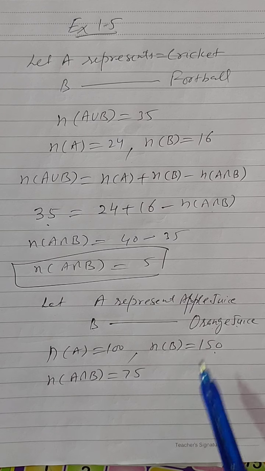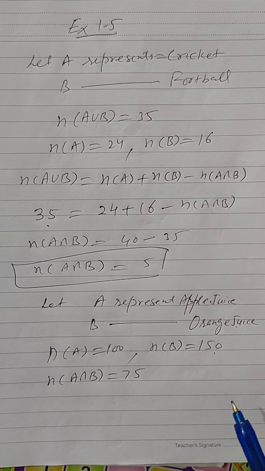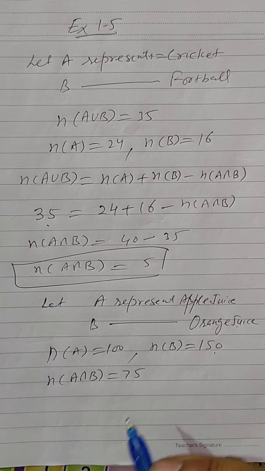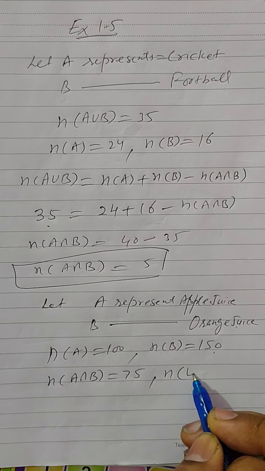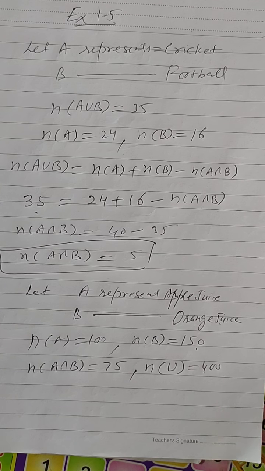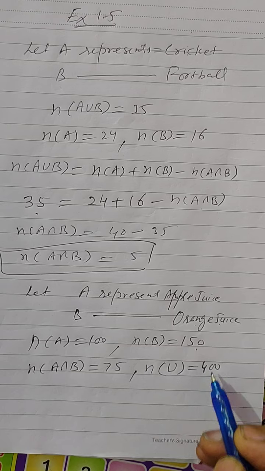हमें वो निकालने हैं जो कोई भी नहीं पीते. और in the starting we are given that in a survey of 400 students, means that is n of U, it is given to us 400. हमने इतने बच्चों का सर्वे किया था टोटल, so this becomes n of U.